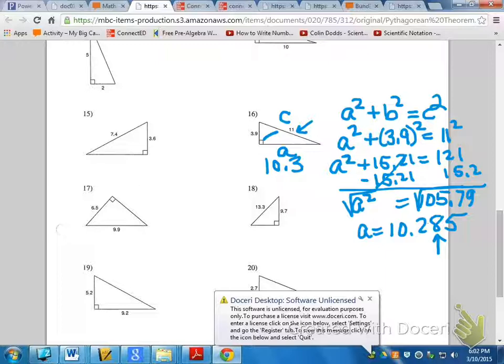That is the conclusion of the lesson on the Pythagorean Theorem. And now you need to do the remaining problems on the worksheet.